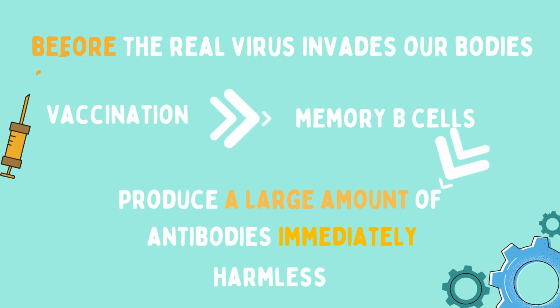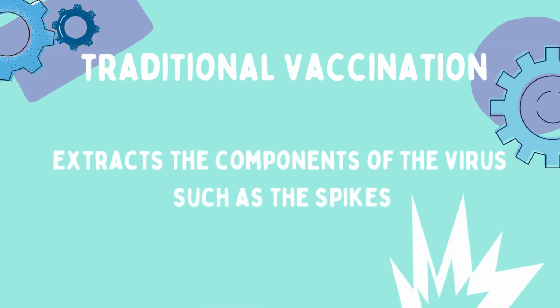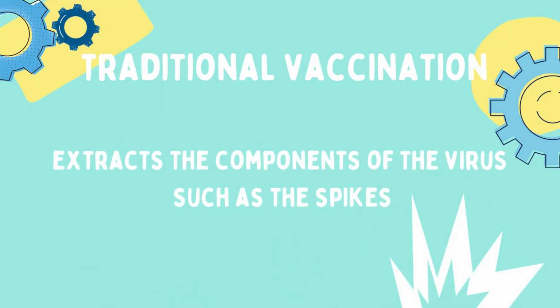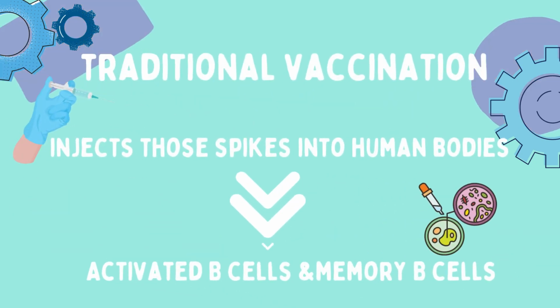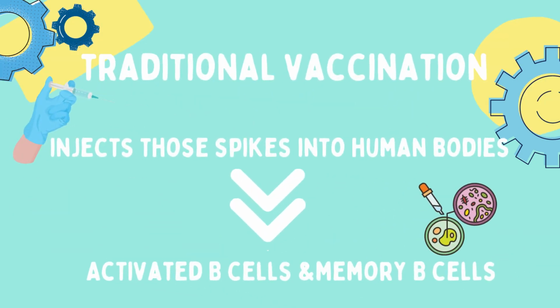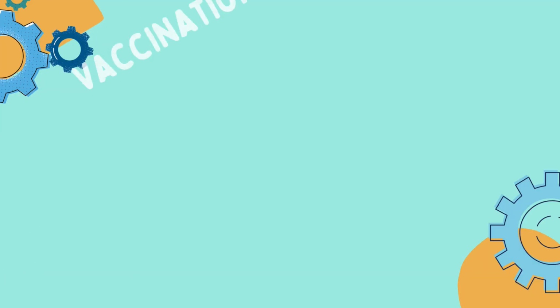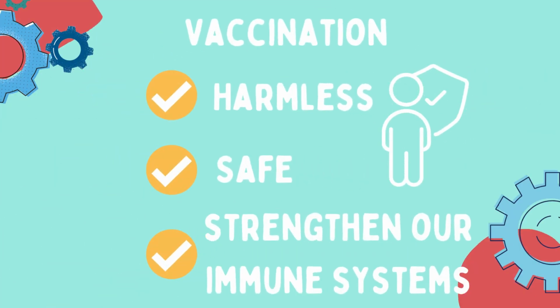The most traditional vaccine extracts the components of the virus, such as the spike, and injects those spikes into human bodies, so that the B cells can be activated and divided into memory B cells. Since the spike itself is harmless to our bodies, it is safe to use this method to strengthen our immune system against the virus.